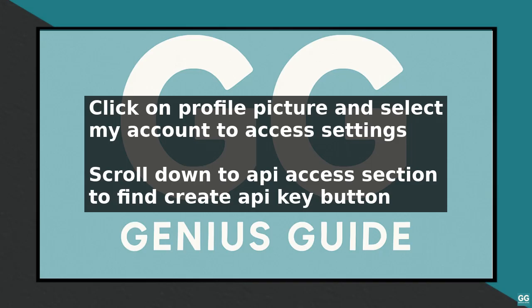If you don't see this section, make sure you have a paid subscription with SEMrush, as the API is only available to paid users. In the API Access section, click on the Create API Key button.